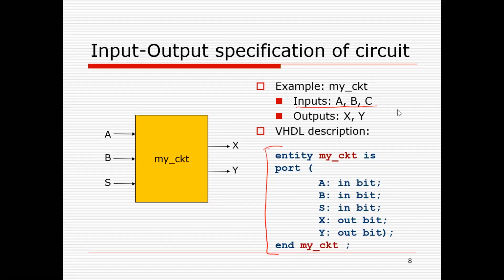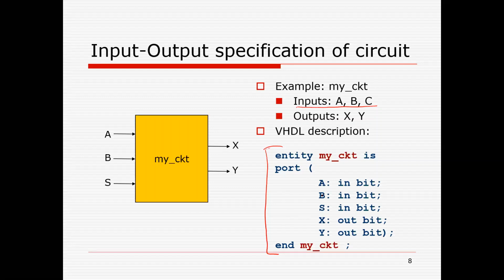So this is the entity description of this circuit. Entity is the keyword. My circuit is the name of the circuit which I have given. There is a way you can write this name using alphanumeric characters and a few more characters. And then this is again a keyword. Then I define the port. These are known as ports. So I write the port, and within the brackets, I define what all input and output ports are there.